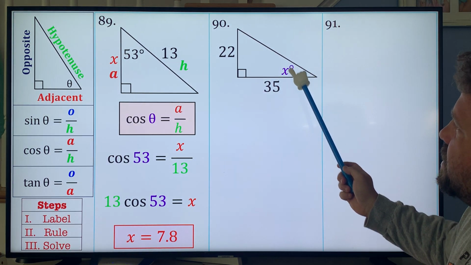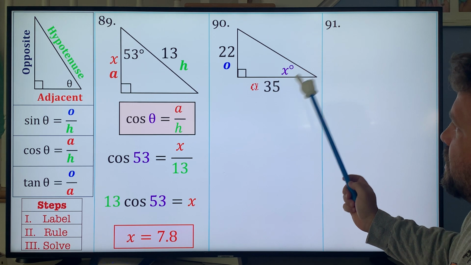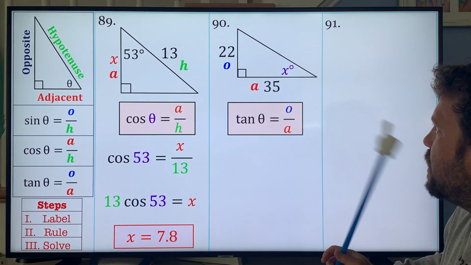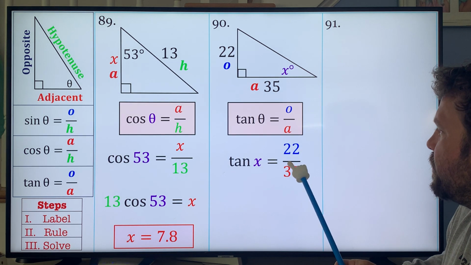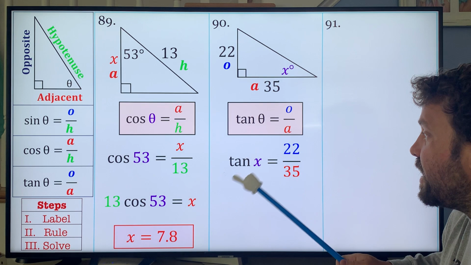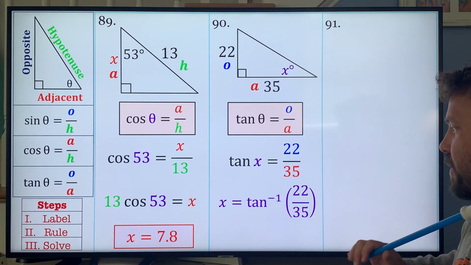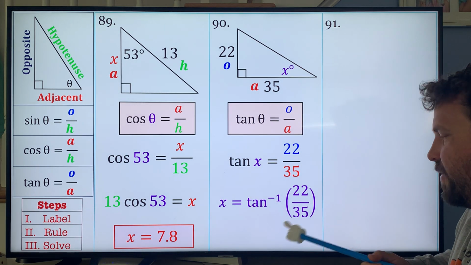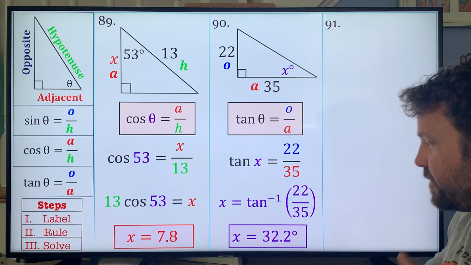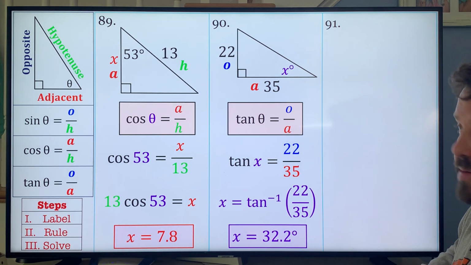Next one. Trying to find x here. Opposite, adjacent. Tan. Tangent x equals 22 over 35. Since we're finding the angle, you're going to use the inverse tangent button, which is tan negative 1, 22 over 35. Hit enter, and you get 32.2. Calculator in degrees. Ready for the last one?